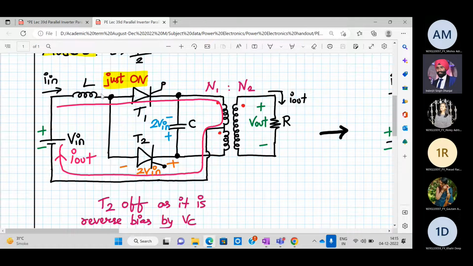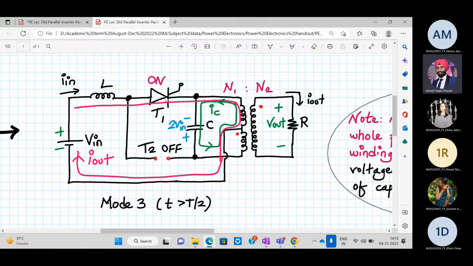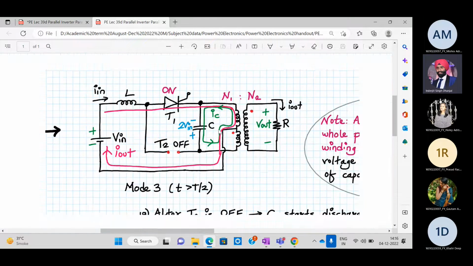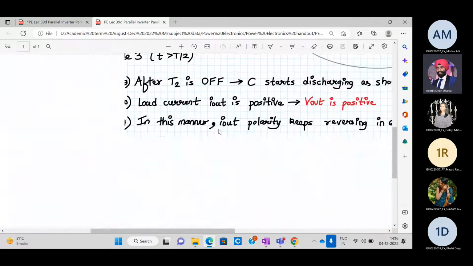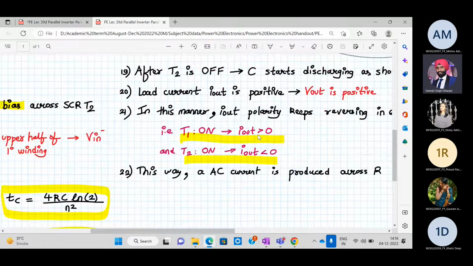Again, the current will flow from L, T1, upper half of the primary winding, and back to minus V in. Again, we have got to the same state as we started. Is this clear? All right. Again, the voltages will be induced and the capacitor will charge up till plus minus 2 V in, and the story will keep on repeating. Is this clear? So when T1 is on, I out will be positive. When T2 is on, I out will be negative.